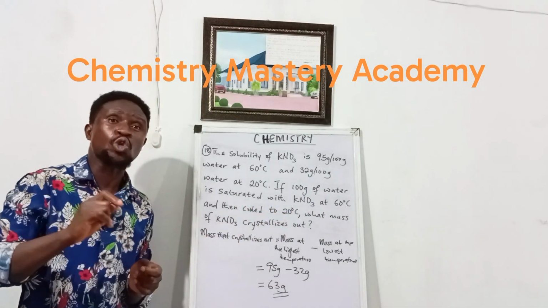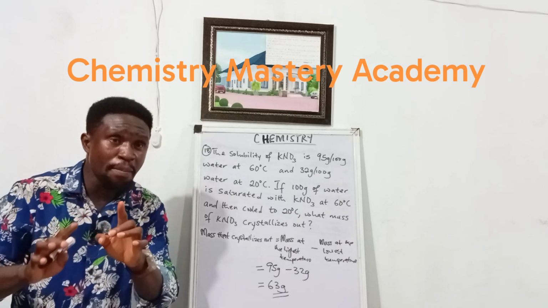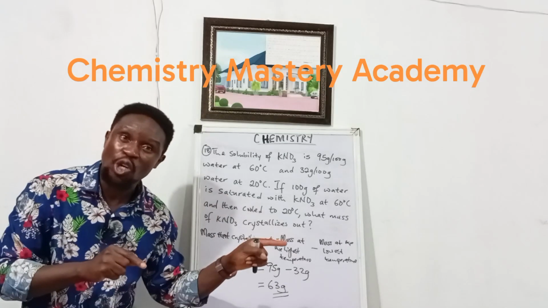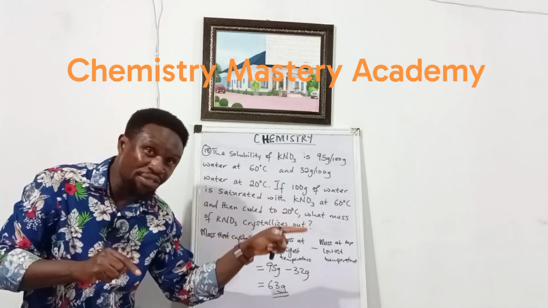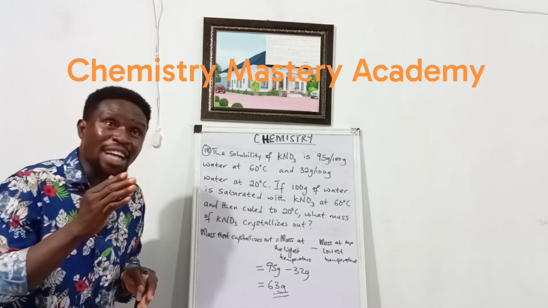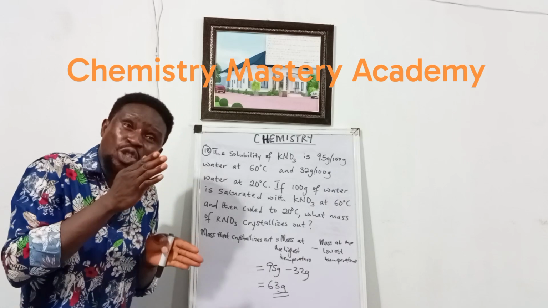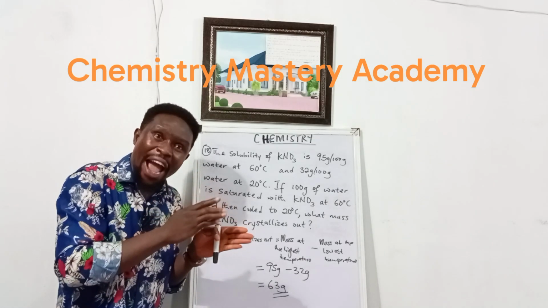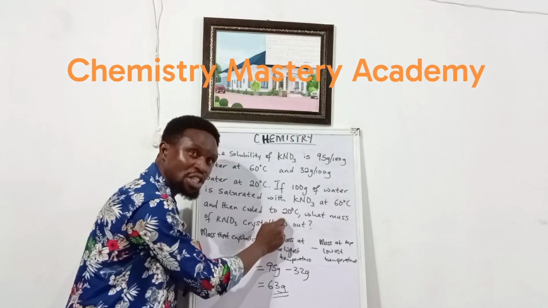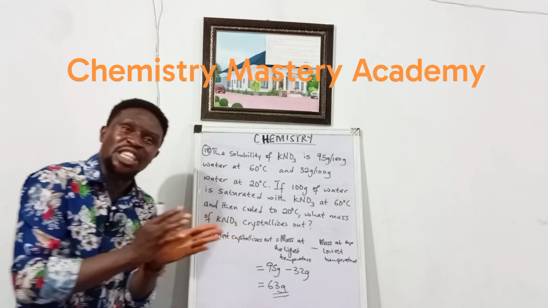When we reduce the temperature to 20 degrees Celsius, something happened. Remember, we said at the beginning that 32 gram is what will now dissolve at a temperature of 20 degrees Celsius, not 95 gram anymore. So that 95 gram, what will now happen to it? Out of that 95 gram that has dissolved before, only 32 gram of it will now dissolve. Why? Because we have changed the temperature from 60 degrees to 20 degrees Celsius.